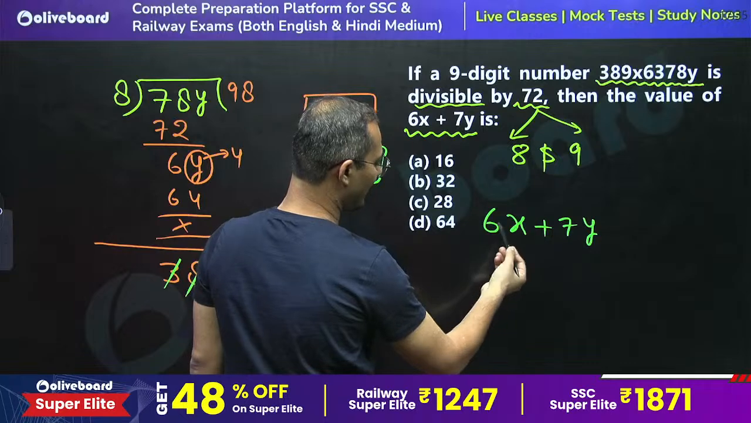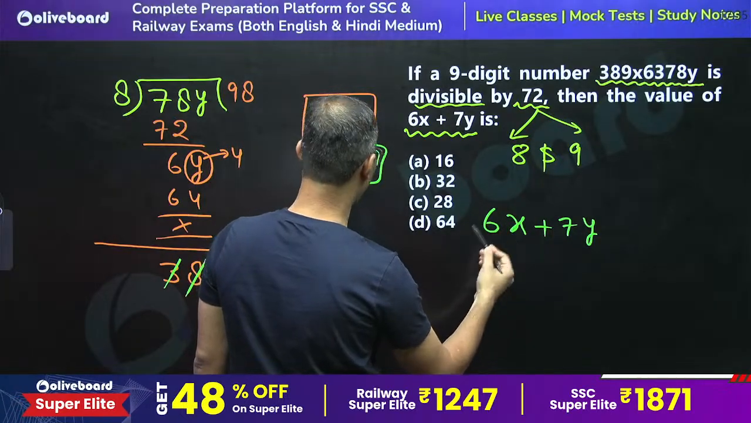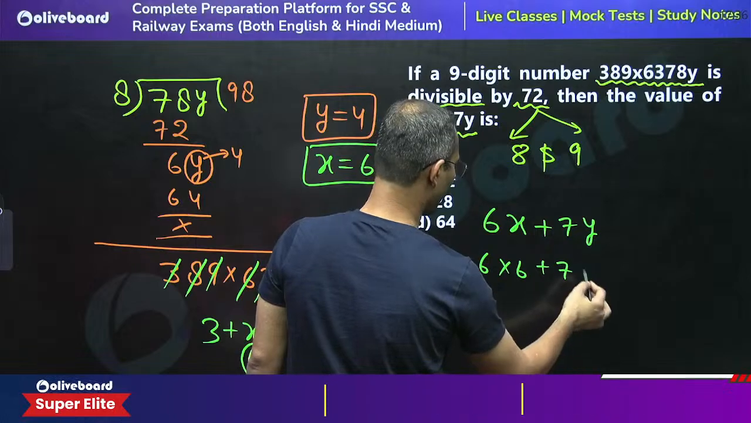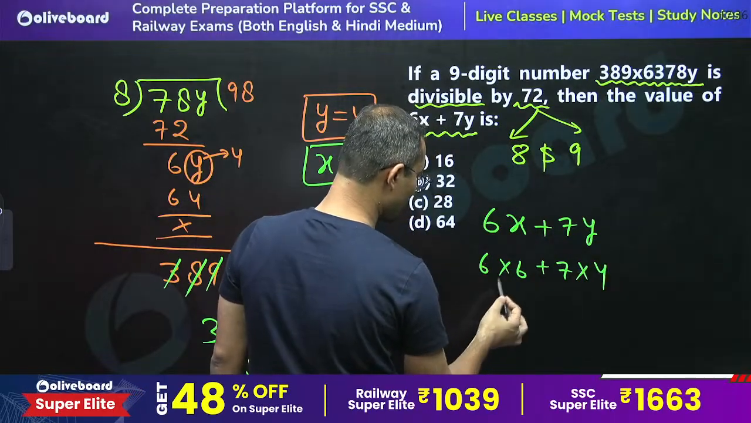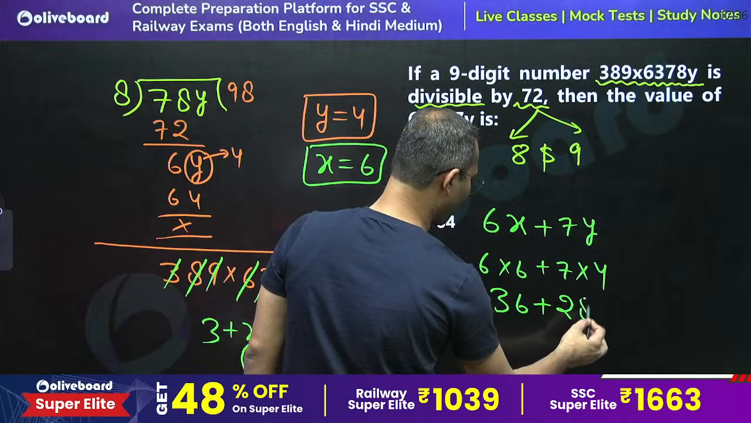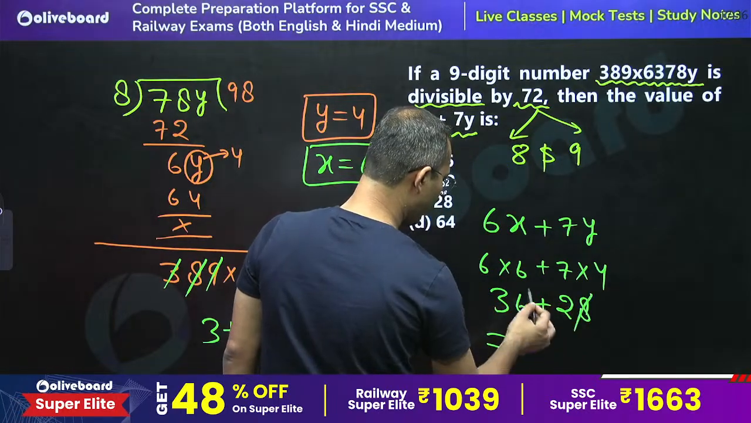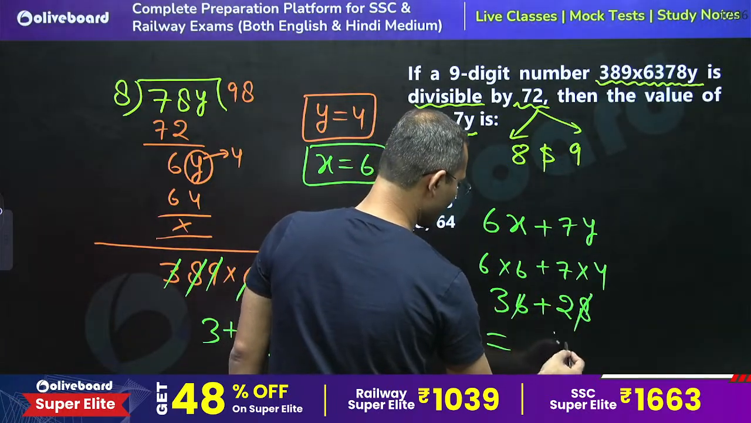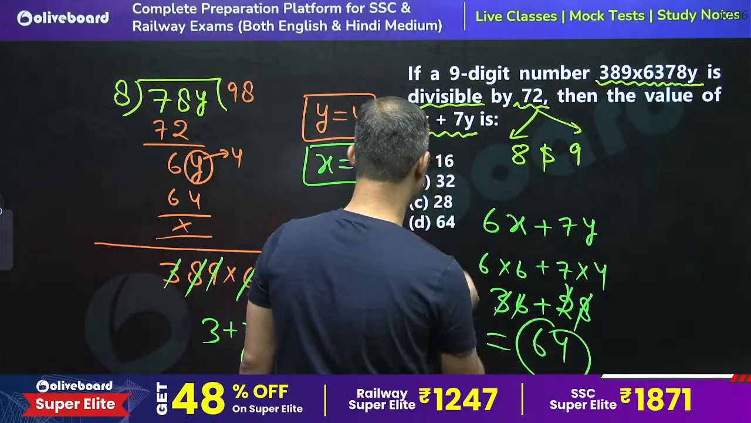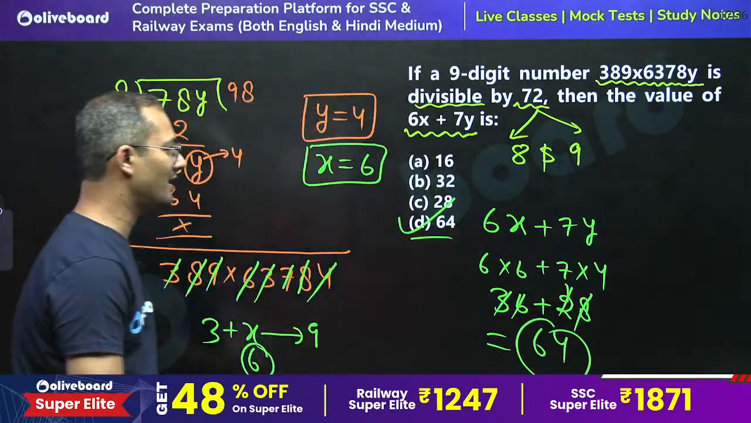The value for x is 6, so 6 into 6, and the value for y is 4, right? So 6 into 6 is 36, and 7 into 4 is 28. So 8 and 6 is 14, carry 1. So 3 and 3 is 6. So 64 is the right answer. D is the right answer.